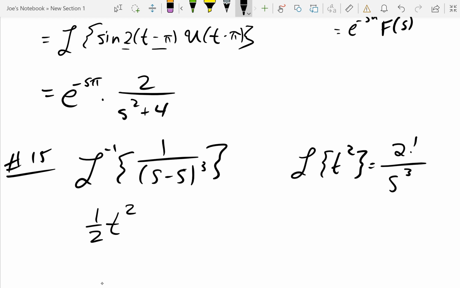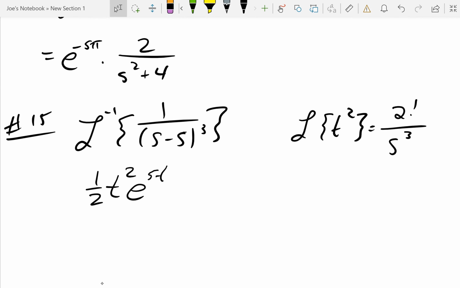Now the s minus 5 piece is a translation piece, and the way we handle that, of course, again, is looking at it as e to the 5t. Because that 5 is what this translation piece is here.